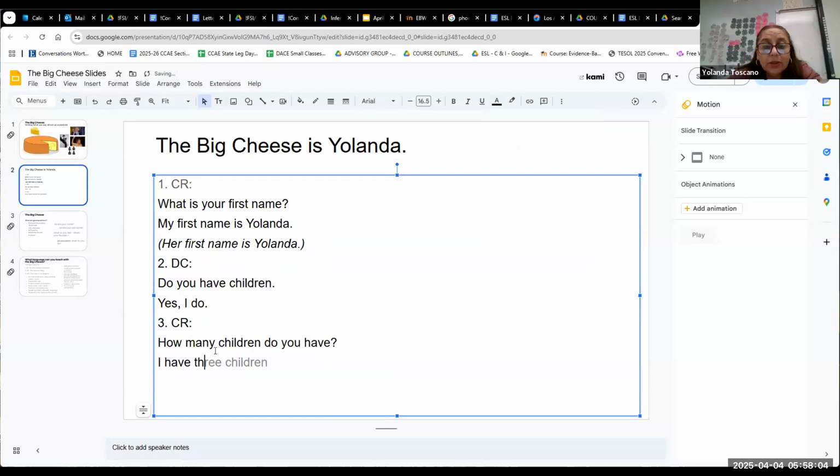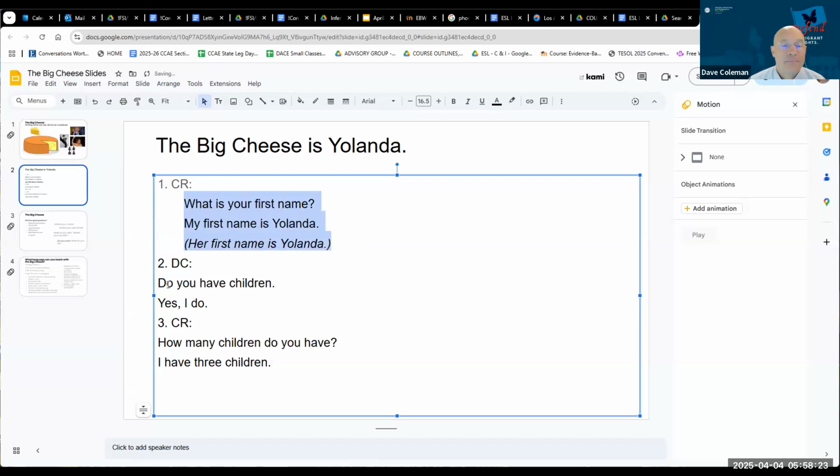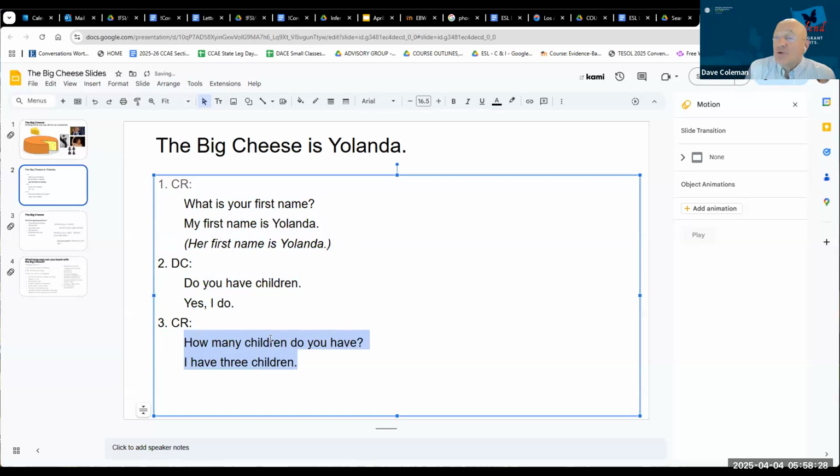I have 3 children. Okay, nice. Very nice. Okay, so let's stop. You get the idea. There are 3 roles. There's the big cheese, questions, answer. There's the audience, ooh, ooh, ooh. And then there's the secretary, right? So those are the 3 roles. And this is day 1. You just do this, and then you just have everybody in the class ask the question, Yolanda answer.